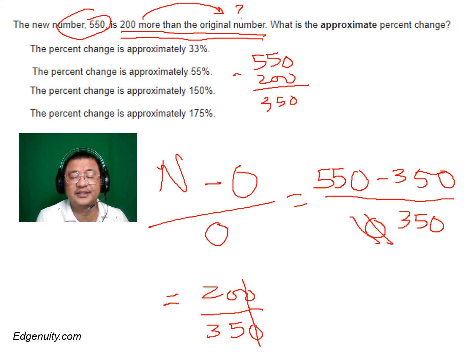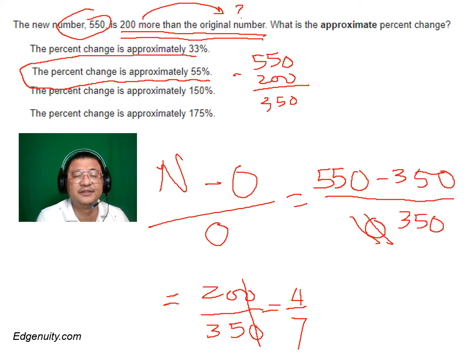You could cancel that. 20 divided by 5 is 4. 35 divided by 5 is 7. So 4 over 7 is almost 50%, because 50% is 3.5. So what's the nearest to 50%? The nearest is 55%. You can even get your calculator. 4 divided by 7, you will get almost 0.55.